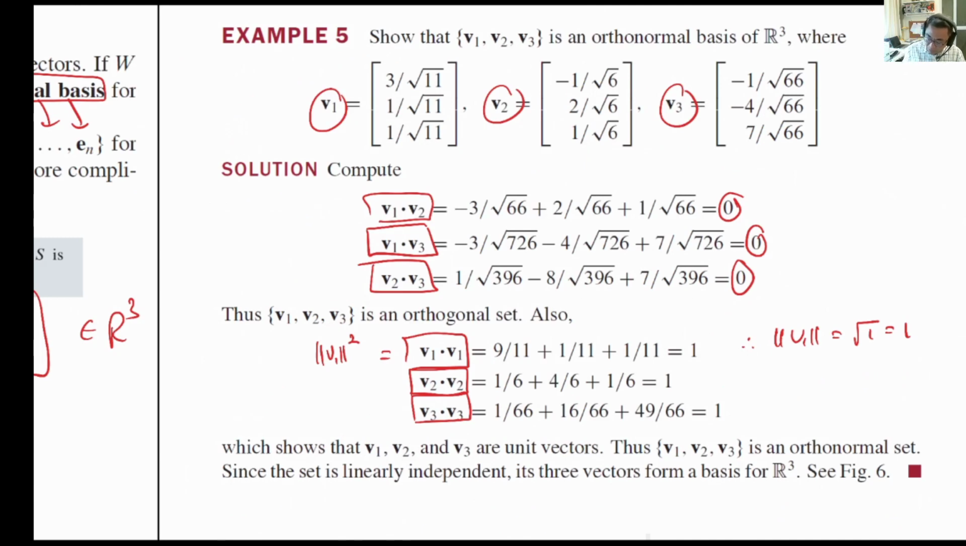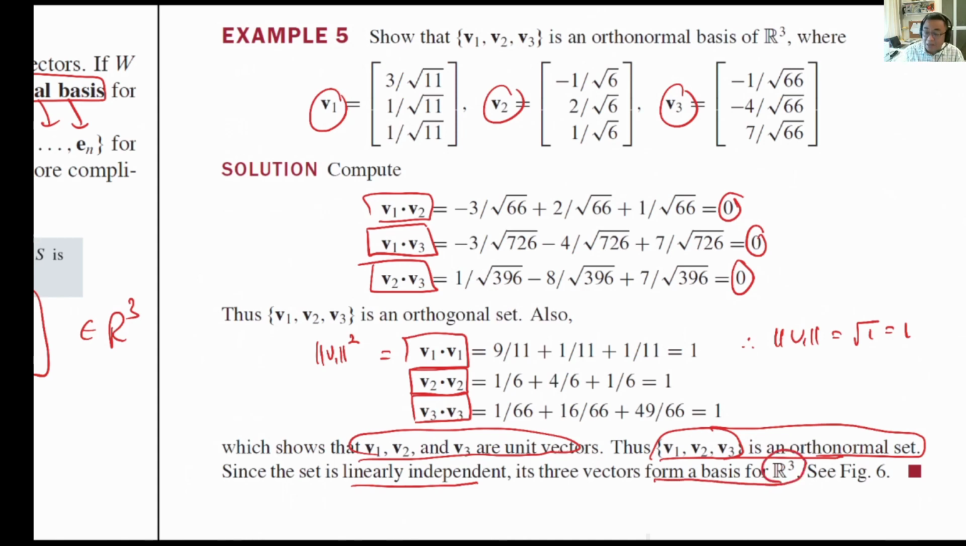Thus, in this example, we have just shown that v1, v2, v3 are orthogonal and they are unit vectors, hence they form an orthonormal set. Because they are an orthonormal set, or orthogonal set, they are also linearly independent. And because they are linearly independent, they form a basis for R3. Note that they form a basis for R3 and not a subspace of R3, because we have 3 vectors for R3.